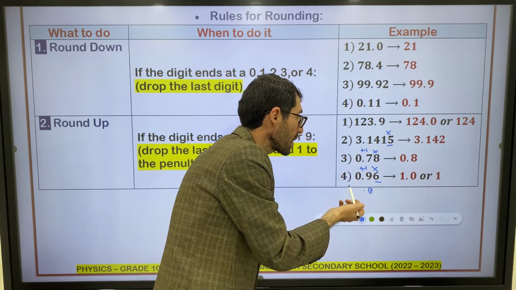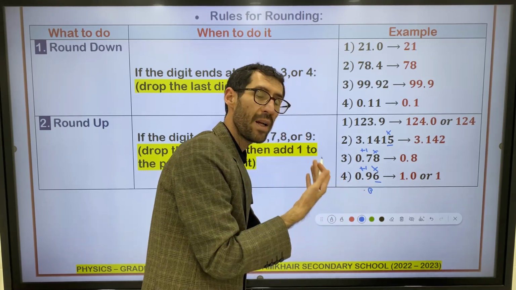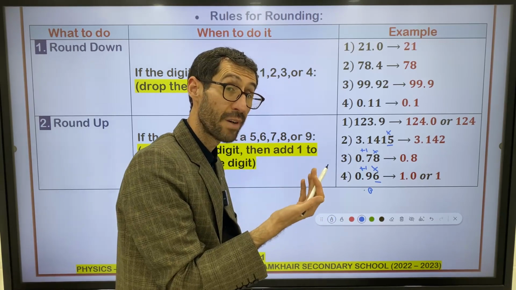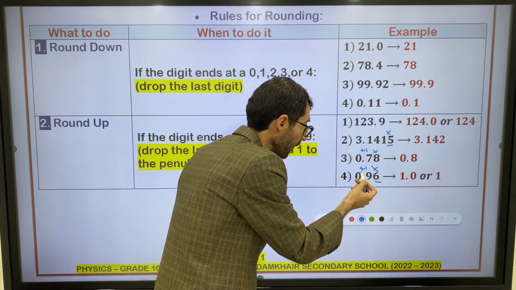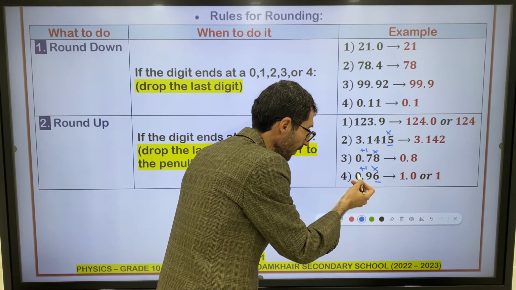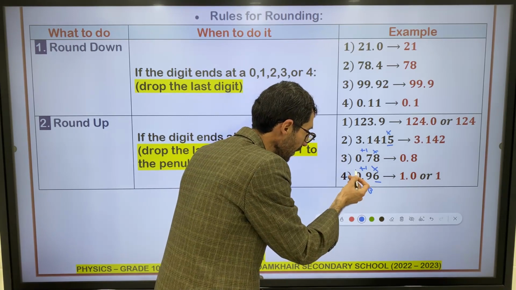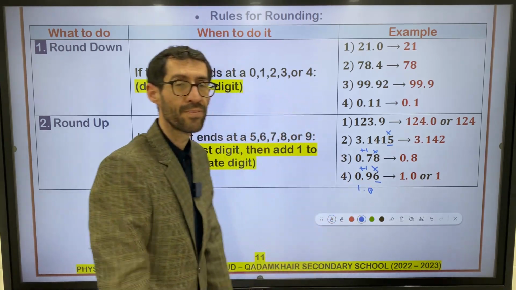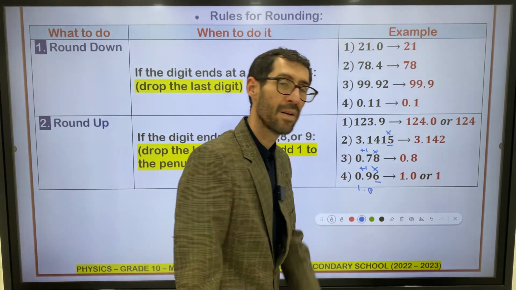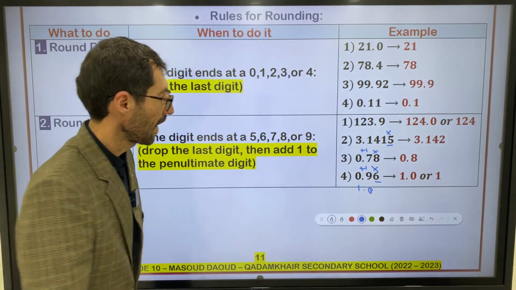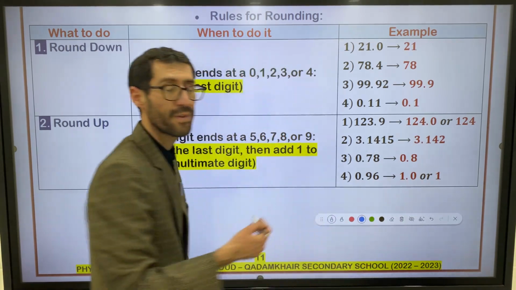So in this situation, the 1 is carried over. Carry over the 1 to the 0. I want you to carry over the 1 to the 0. It will be 1.0. Or we can say 1, right? It's about the rule of rounding.